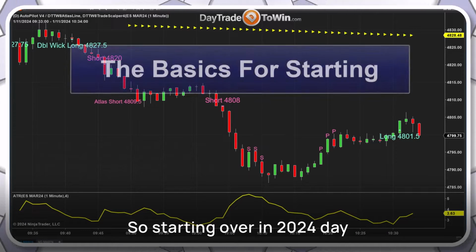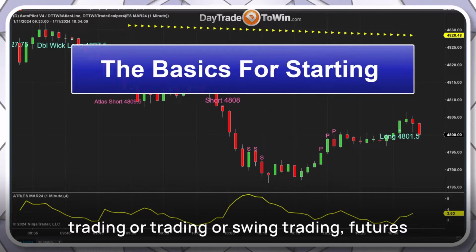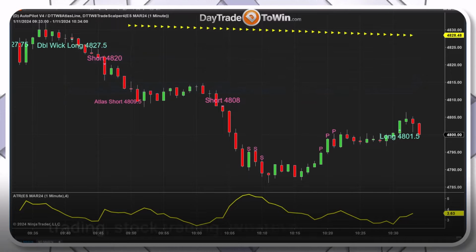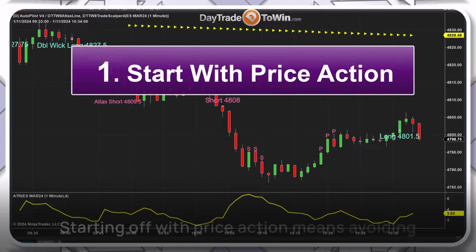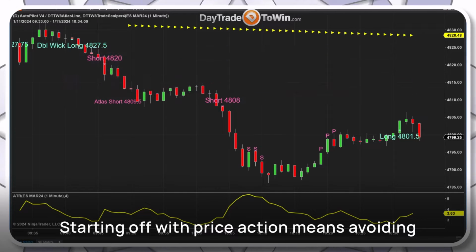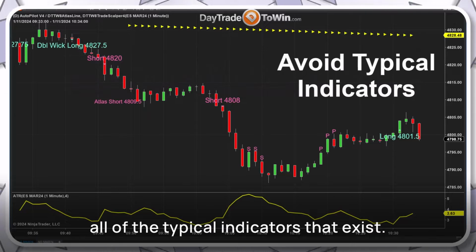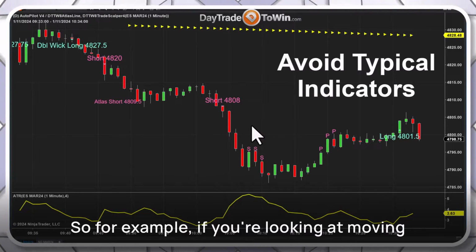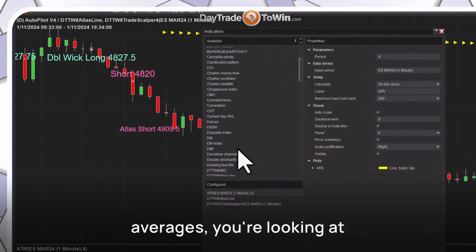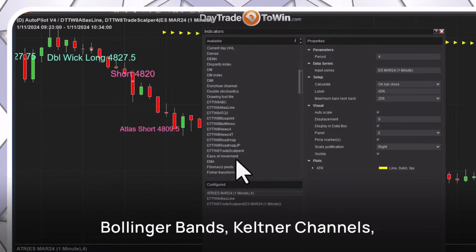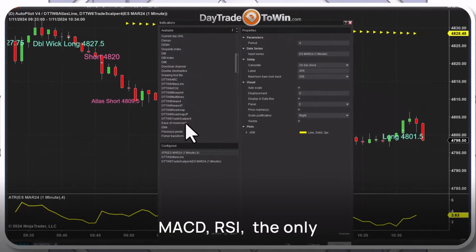So starting over in 2024, day trading or swing trading, futures trading, stock trading, whatever you're going to do, let's start off with price action. Starting off with price action means avoiding all of the typical indicators that exist. So for example, moving averages, Bollinger Bands, Keltner channels, MACDs, RSI.